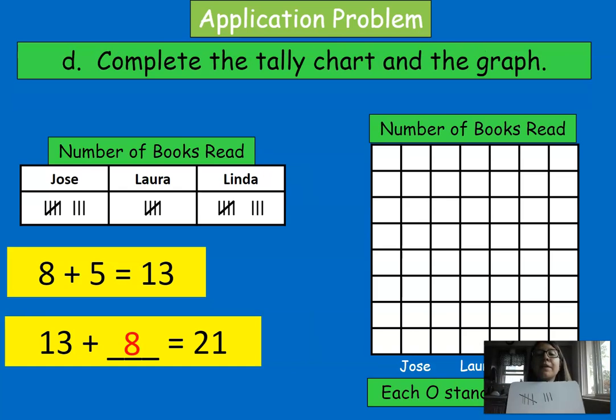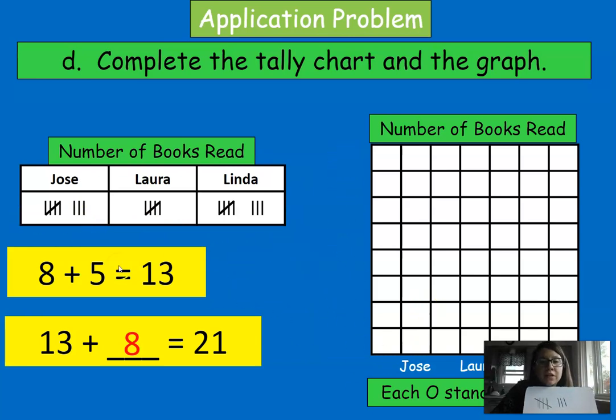Now, our next step is to finish the graph. What we have are tallies. So we have Jose read 8, Laura read 5, Linda read 8. So on our side here, do you think we should count by 1s, count by 2s, count by 5s? What do you think is the best way that we should scale our side? We have 2 8s and a 5. I'm thinking 1s would probably be fine because we have pretty low numbers. So we'll count by 1s up on the side.